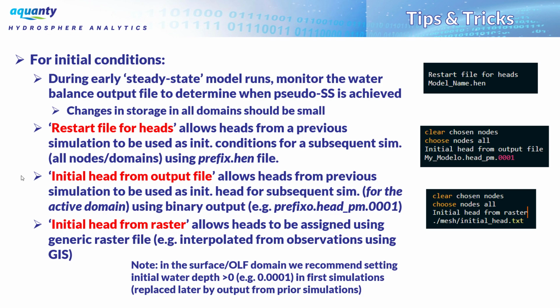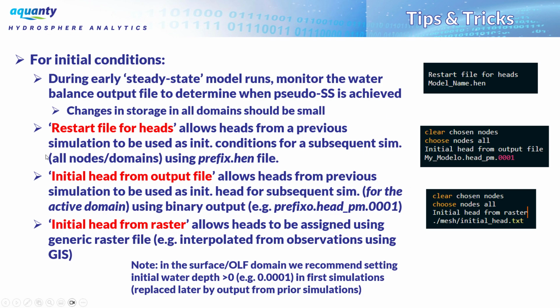You can also produce a map of water table distribution, for example, in GIS, and then apply initial heads based on a raster file. And I'll just quickly note that in the surface domain, as you're running that early quasi-equilibrium steady state model, you typically don't want to set the initial water depth in the surface domain to 0. Set it to something slightly above 0. It's just numerically easier to solve.